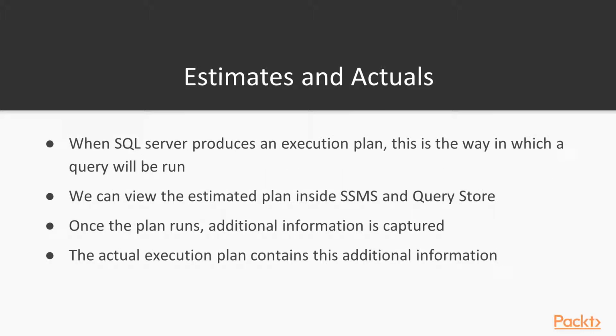The execution plan that SQL Server produces is actually the set of steps that will take place and how we'll gather the data, assemble it, create the object, whatever it is. Now inside Management Studio and the query store, estimated plans are stored, which is an estimate of how the query will actually run. But once the query runs, additional information is gathered and put into what we call an actual execution plan that contains all this other information about what actually happened when the plan was executed.